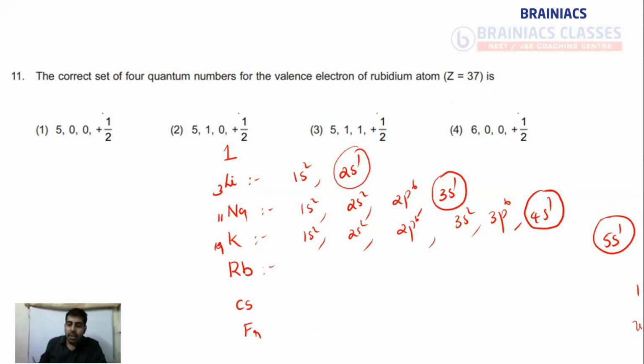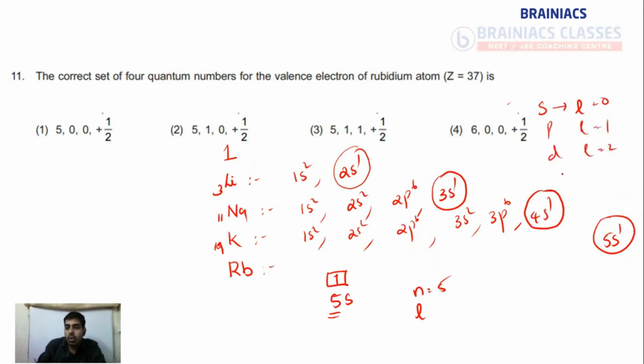Okay, so here for rubidium, the last electron is present in the 5s1 orbital. I think it's clear. Now here the n value is equal to 5. And the L value for an s orbital is equal to 0. For a p orbital, L is equal to 1. For d, the L value is equal to 2. For f, the L value is equal to 3. So here, for the s orbital, the L value is equal to 0.